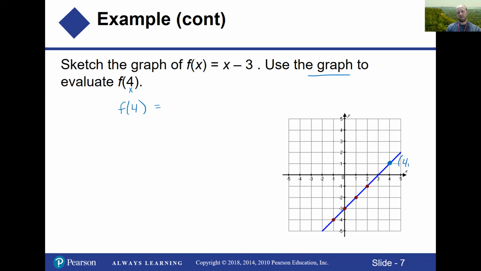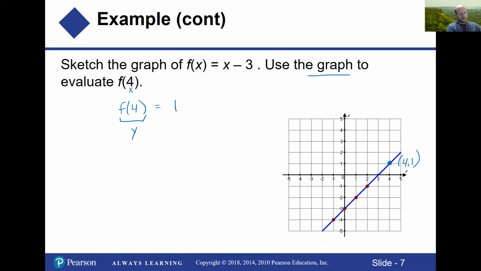They're talking about the point 4, oops, not 4, -1. I don't know why I wanted to write a negative there. I'll erase that. I'm talking about the point 4, comma 1. Okay, so when x is 4, y is 1. This whole thing means y. Y is 1. We had an input of 4 for x. Hopefully that makes sense to you.